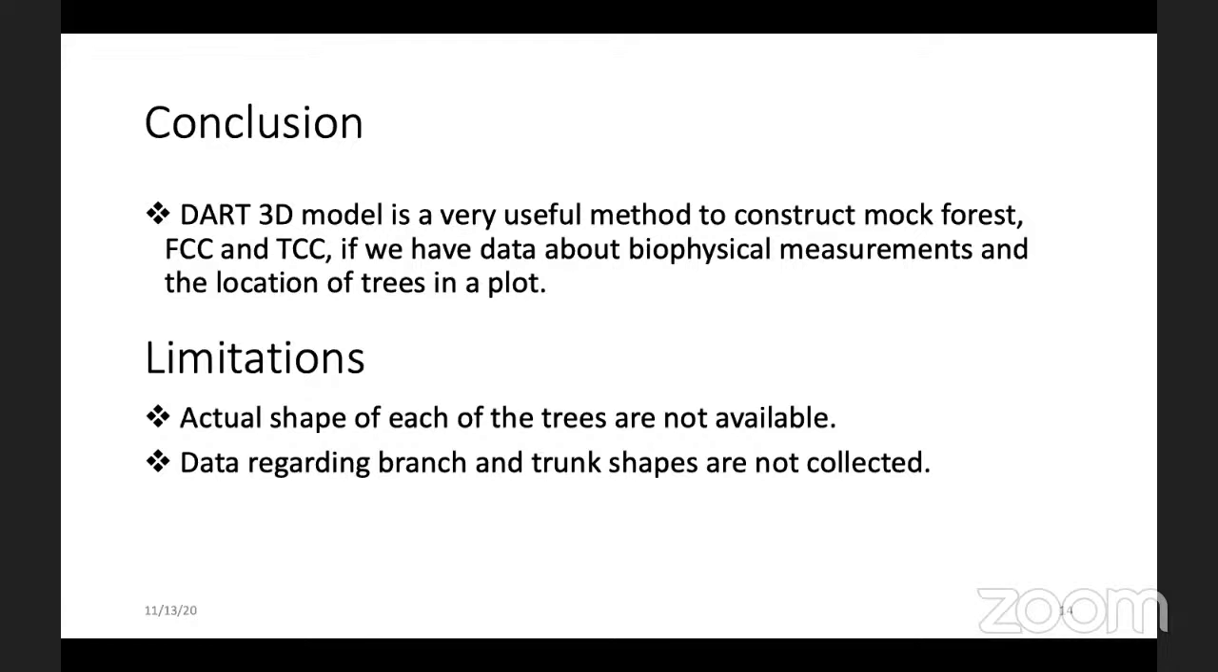So many researchers are trying to include more trees, more different types of trees, different types of leaves and all. And data regarding branch and trunk shapes were not collected. These were the limitations of this software.